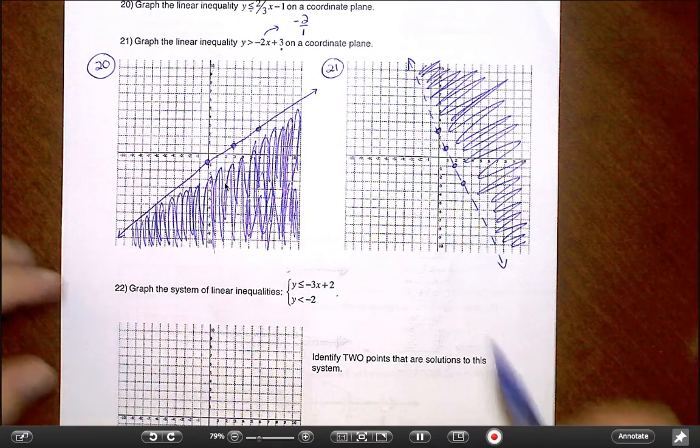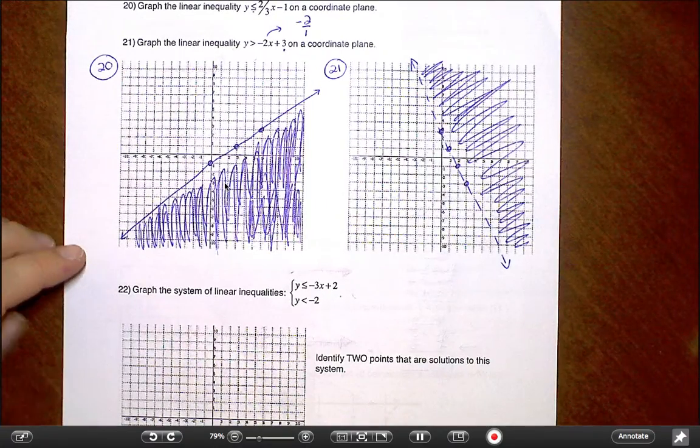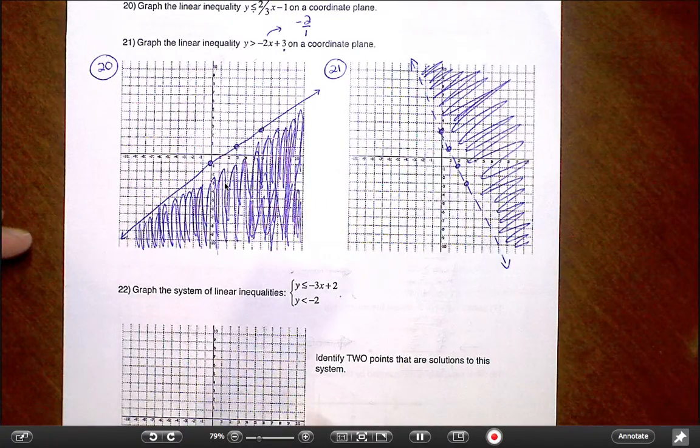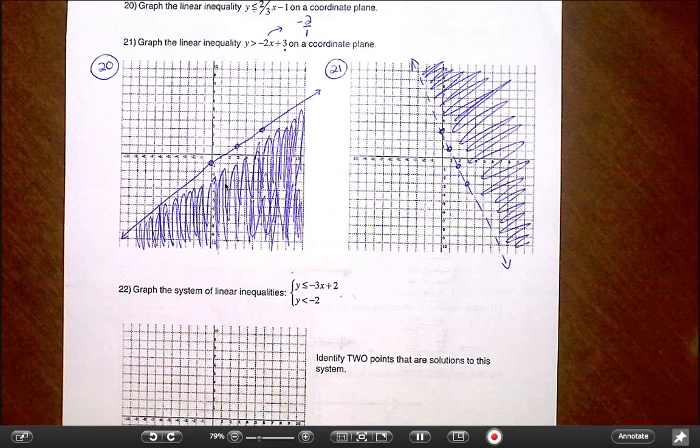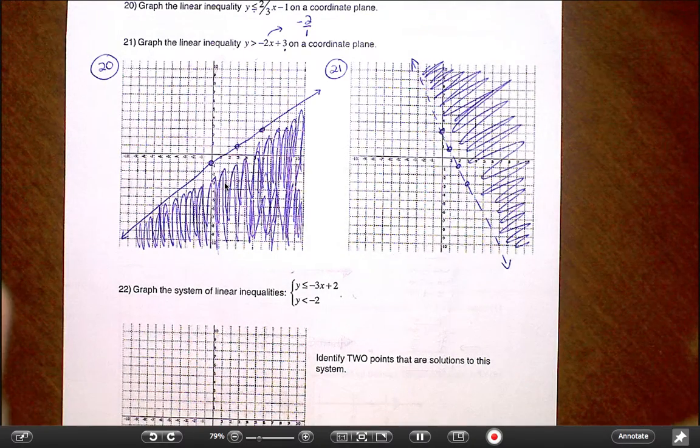All right, so down here, 22, we've got a system of linear inequalities, which really just means I'm doing 2 of these at the same time. And I'm going to grab a different color real quick. How convenient that my daughter has colored pencils sitting right here.